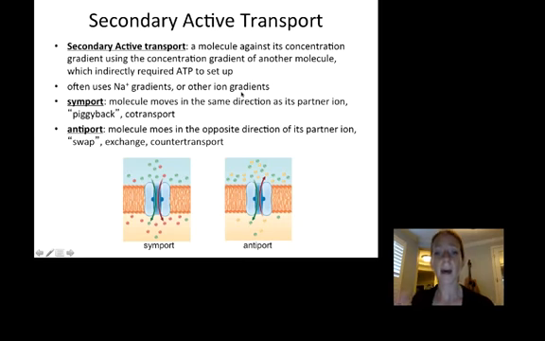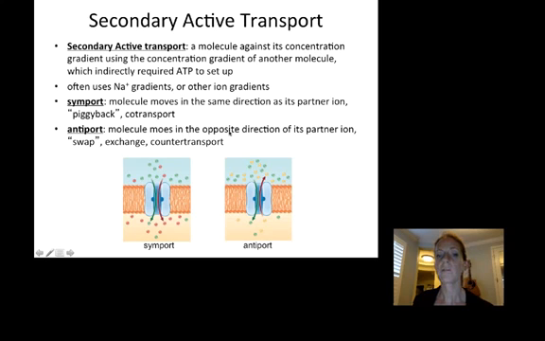Sodium wants to move from high to low, and it will naturally do so. It will use the energy from that sodium gradient to drive another molecule. If they go in the same direction, that's symport. In other words, you can think of it as piggybacking. So sodium is high to low, and they'll move together.